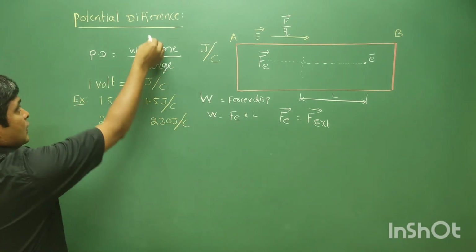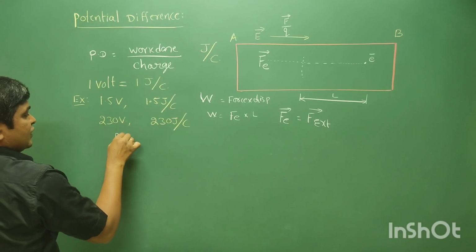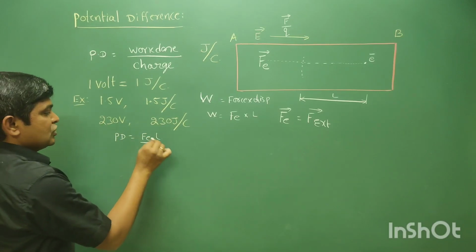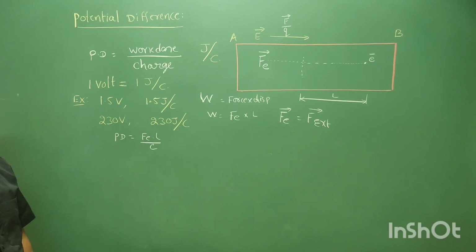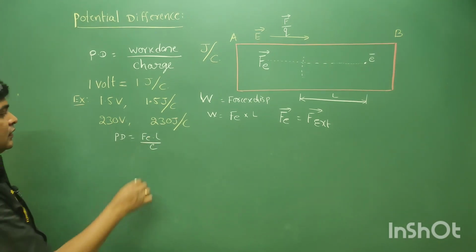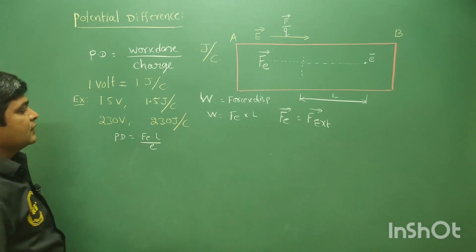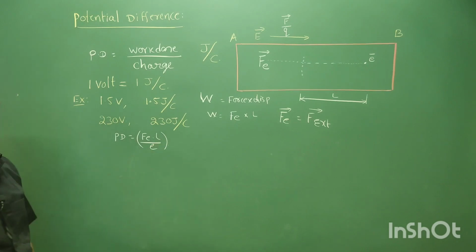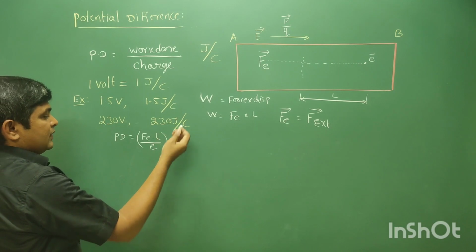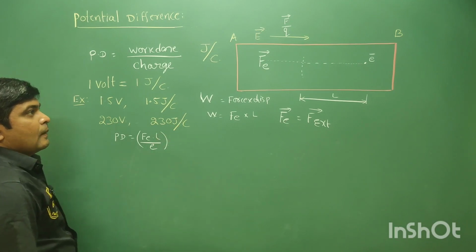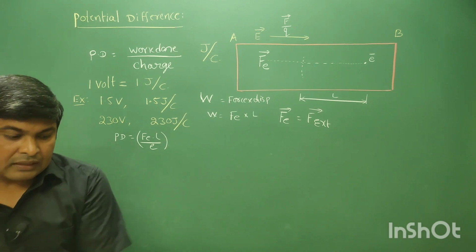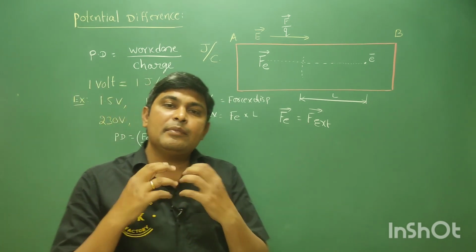What is going to be the potential difference? Potential difference is Fe into L, that is work done over charge. The charge here I am writing as e, electron or whatever. So potential difference is going to be taken as Fe into L, or W over q, with these units. And the potential difference, in case we have understood, is going to be created by what?